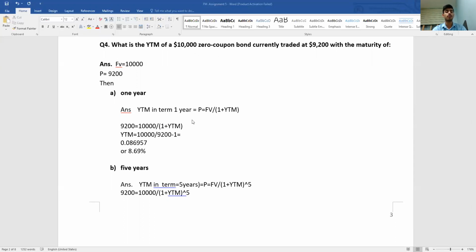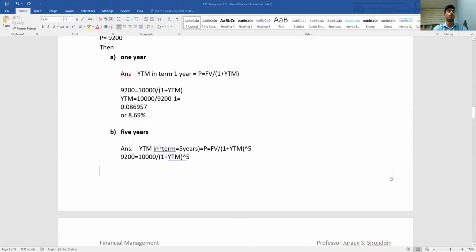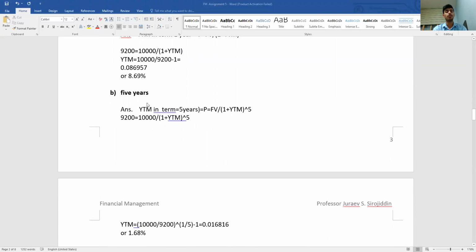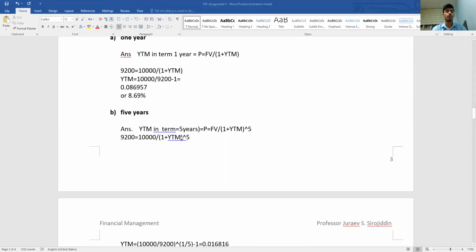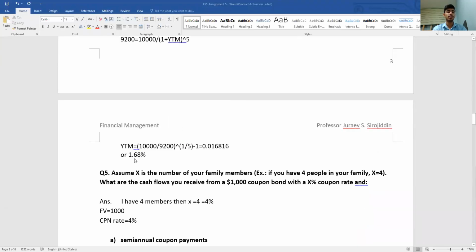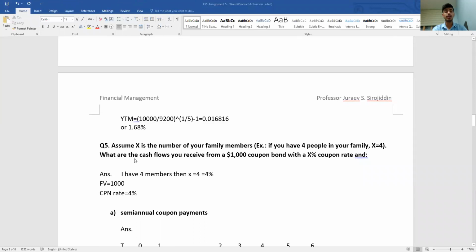This is given. 1 plus yield to maturity is equal to 10,000 divided by 9,200, minus 1 is 0.086 approximately, or 8.69%. For the yield to maturity in the term of 5 years, the formula we used was for 1 year, so now for 5 years we need to put power 5 here, so our answer is 1.68%.